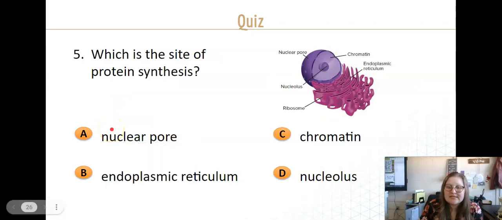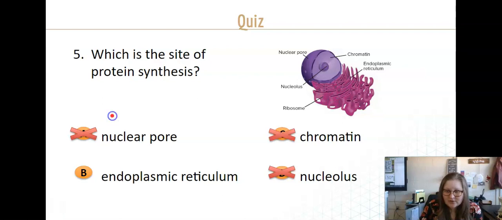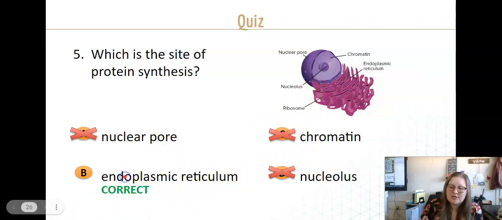Which is a site for protein synthesis? Not the nuclear pore, not the nucleolus, chromatin. So it's going to be the endoplasmic reticulum. So remember, the ribosomes that are on the endoplasmic reticulum are where the actual synthesis is taking place. But out of these options, endoplasmic reticulum is the location.